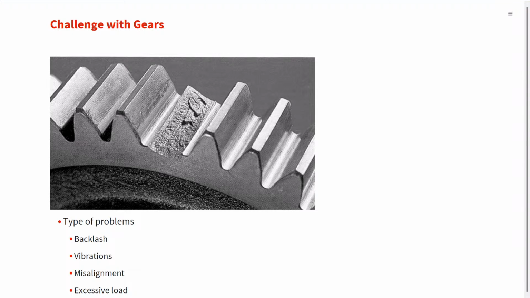Backlash, for instance, is the play between the teeth when changing direction. And then we have, again, vibrations, which can arise from imperfections in gear teeth, leading to noise and damage. And here also we have misalignment, and misalignment of gears can cause uneven wear and even premature failure. And last but not least, we have excessive loads. Just like with bearings, excessive load can lead to overheating and deformation of the gear.